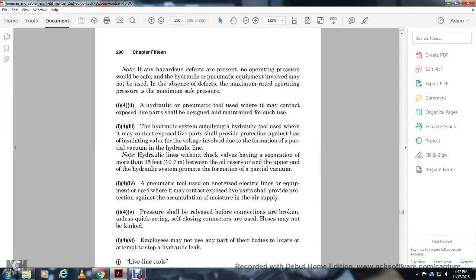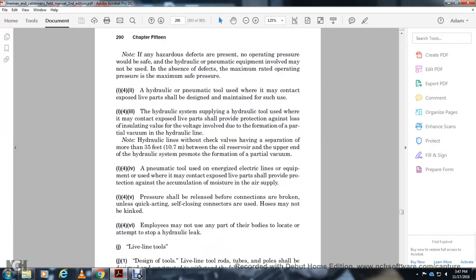A pneumatic tool used on or near energized electrical lines and equipment, or that may make contact with exposed live parts, shall be provided with protection against the accumulation of moisture in the air supply. Pressure shall be released before connections are broken, unless quick-action self-closing connectors are used. Hoses may not be kinked. Employees may not use any part of the body to locate or attempt to stop a hydraulic leak.